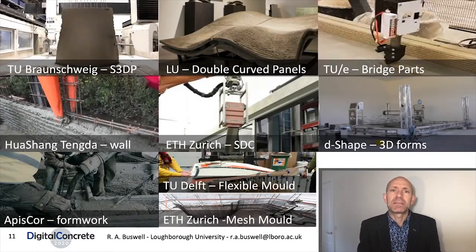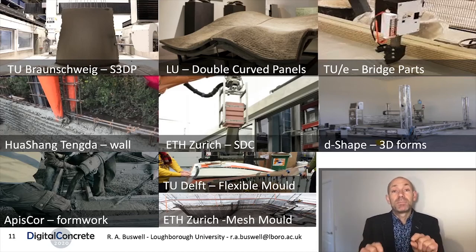So let's take a look at a few DFC technologies. Sprayed or shotcrete 3D printing was an application of sprayed concrete to produce a reinforced curved concrete panel. The Loughborough double curved panels were hollow and they were printed using extrusion and a temporary support system. The production of the post-tension bridge segments at TU Eindhoven contained a reinforcement wire in the extrusion. The Shuashang tender used an approach with conventional concrete and a very special deposition nozzle that placed concrete around pre-placed reinforcement.